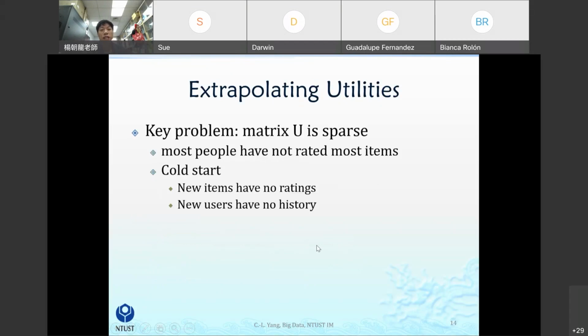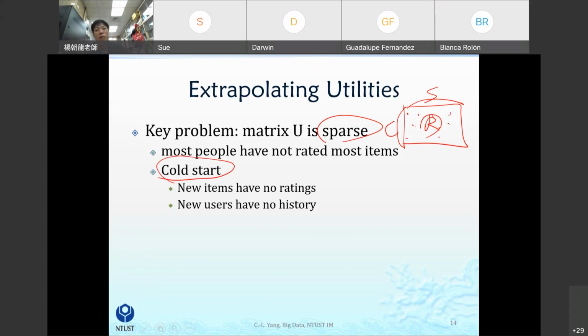So here is how to exploit the utilities. That means that matrix. The key problem is the matrix is sparse. Of course, not every person rates. The rating is not just a couple of points that people really rate. Because most people never rate everything, right? And because of that, you will face what we usually call the cold start problem.